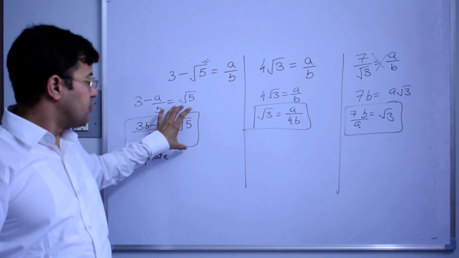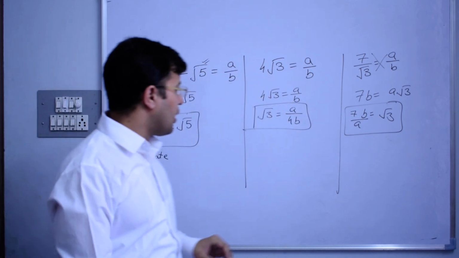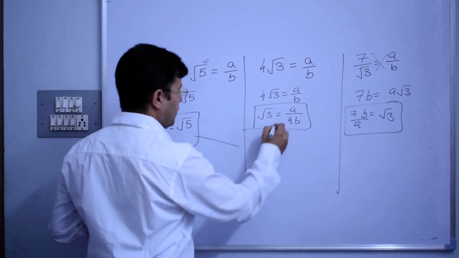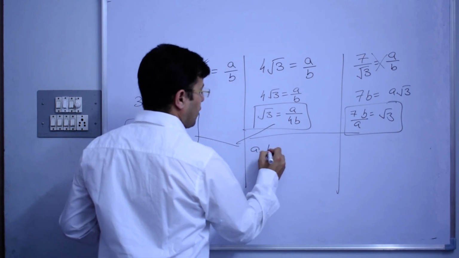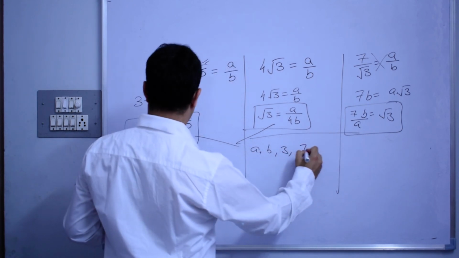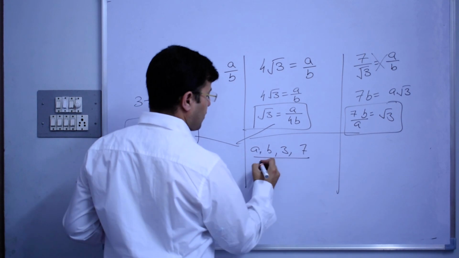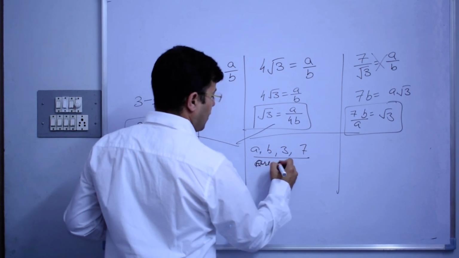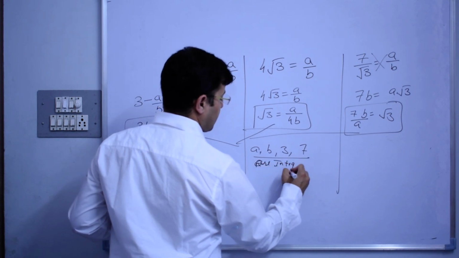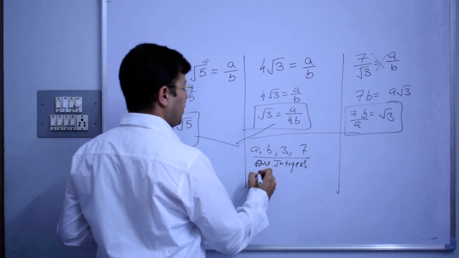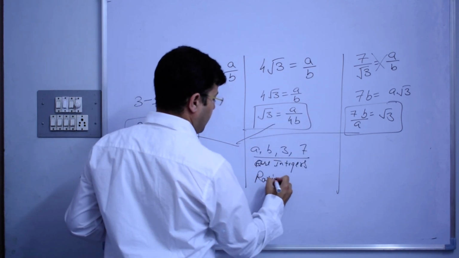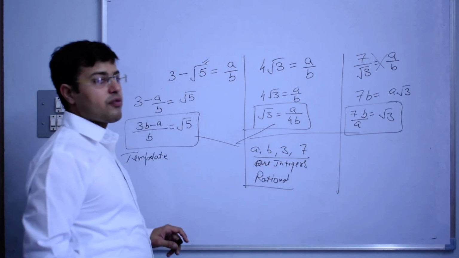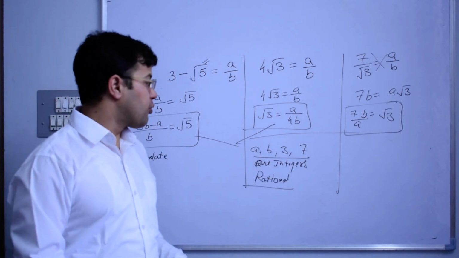Just solve them up to this part, and after that you can write that all of these a, b, 3, 7 or whatever the numbers are are integers, hence these will be rational, and then you can follow up with the rest. Right? Hope you have understood it.